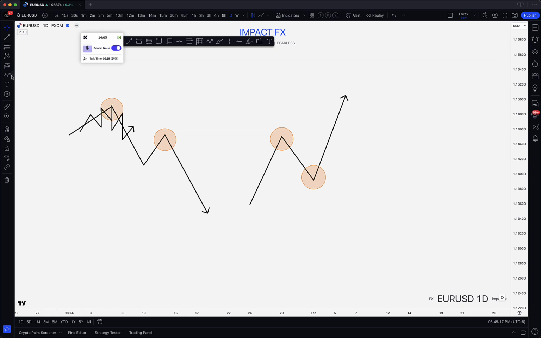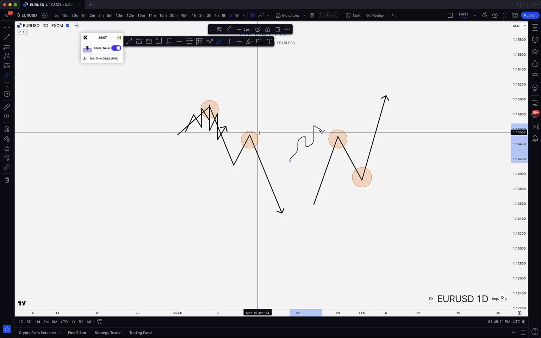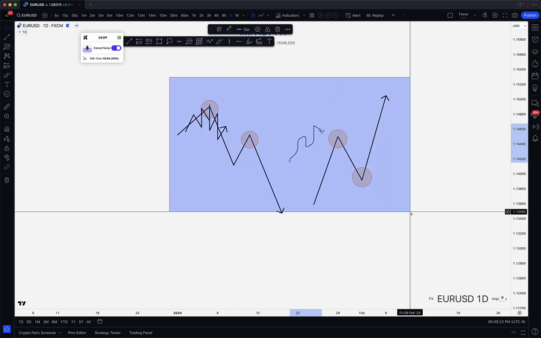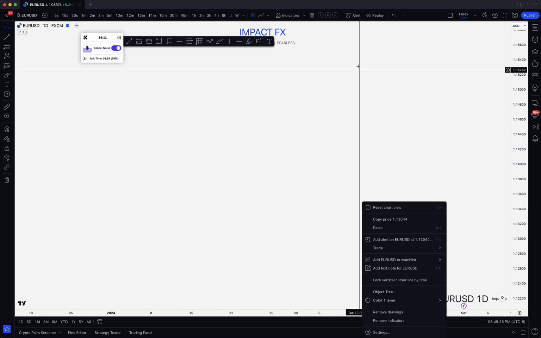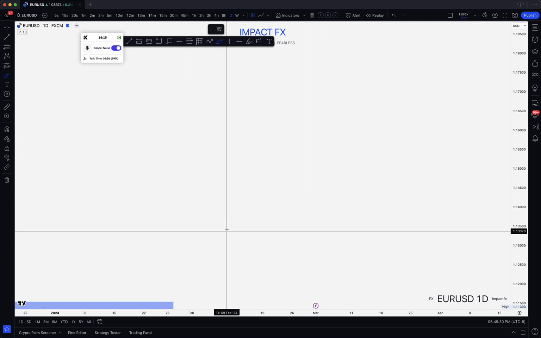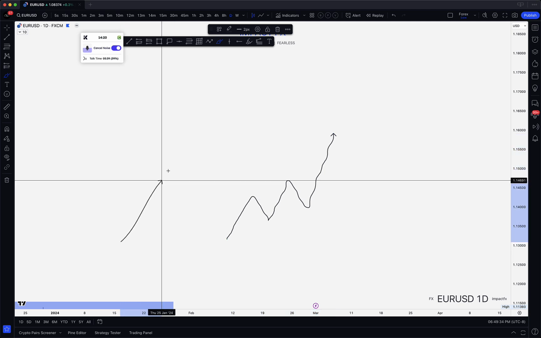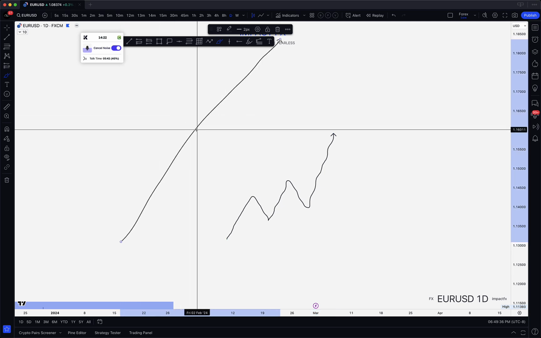Because if price is going up, let me actually zoom out here because these drawings are not very good. Let me just zoom out. So if price is going up, right? It can't go up in a straight line. That's just not how markets move.